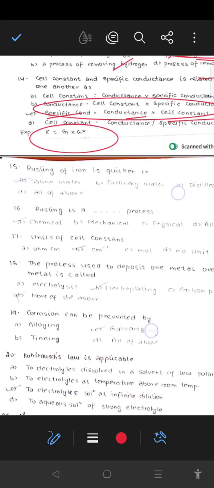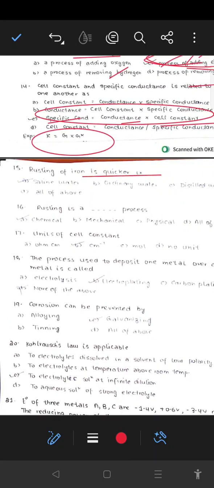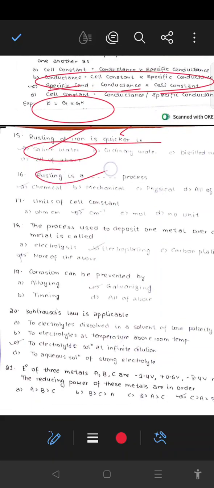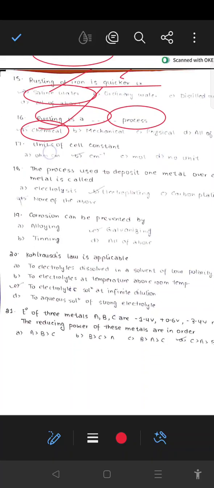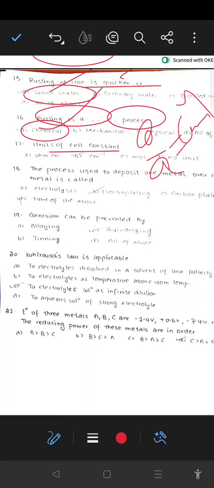Next, the rusting of iron is quicker in saline water, as we already know, because the presence of different salts will increase the rusting. Next, rusting is a phenomenon or process which is a chemical process. Next, the unit of the cell constant: the cell constant is L over A, so the unit is centimeter inverse, which is the right answer.